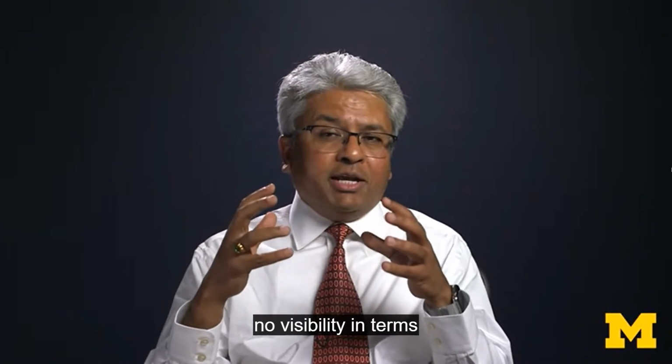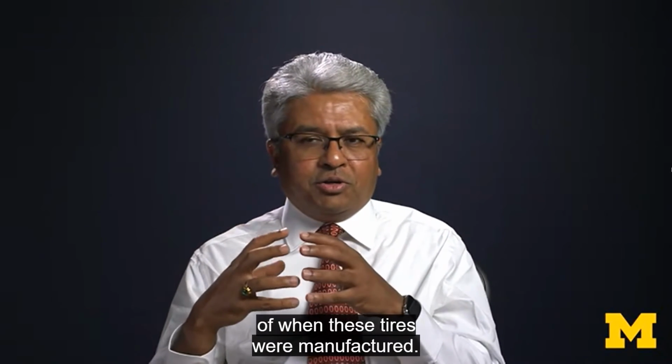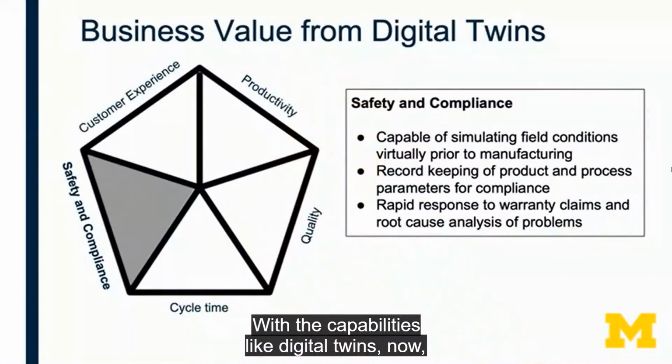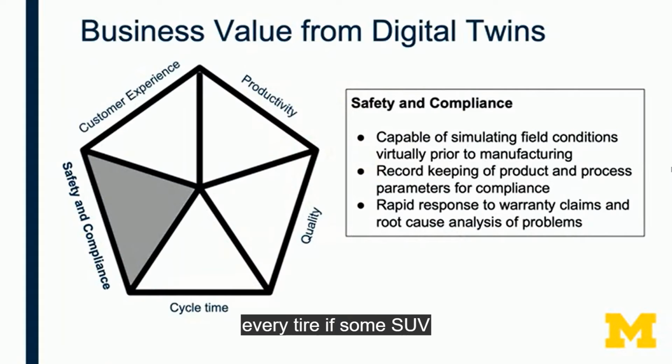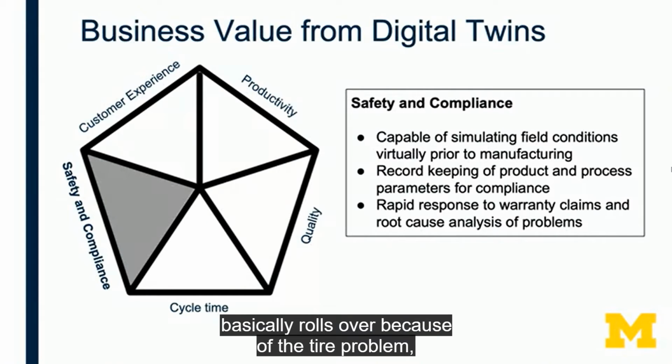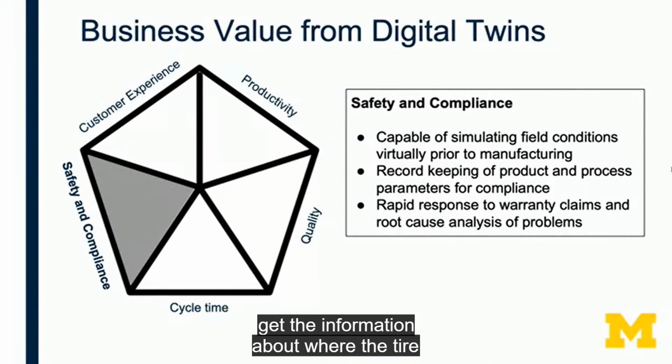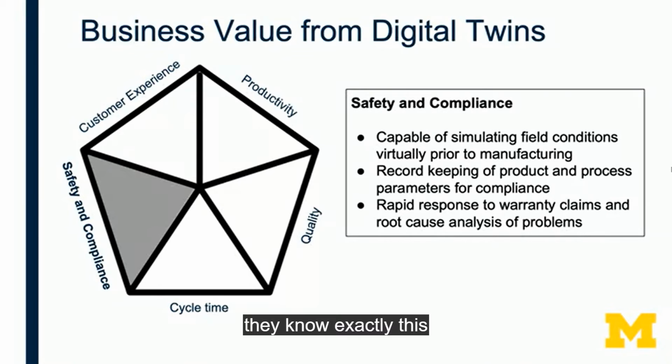tires were manufactured. So with capabilities like digital twins, now this manufacturer can actually track every tire. If some SUV rolls over because of the tire problem, then they can track that particular vehicle and get the information about where the tire was manufactured. And the tire manufacturer, with the digital twin, knows exactly this particular serial number of the tire, when it was manufactured, and then they can go to the root cause of the problem in terms of why the tires from that particular shift were defective.